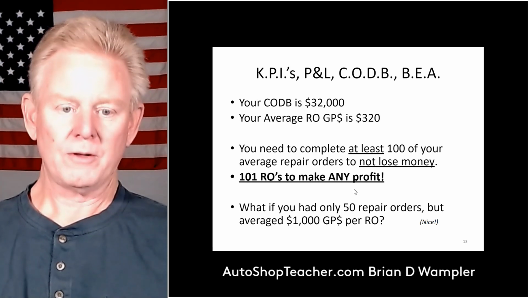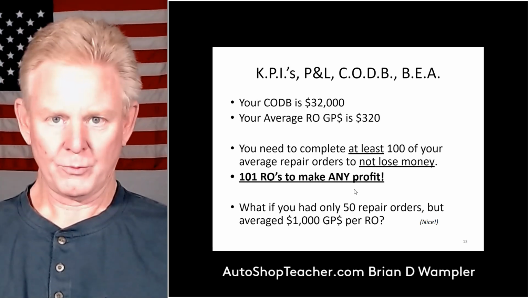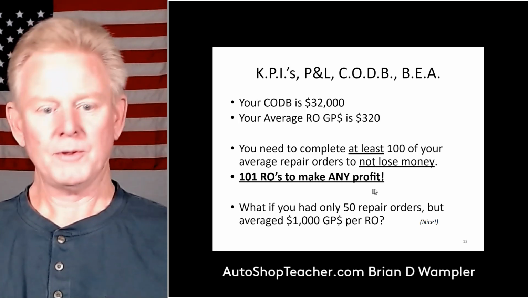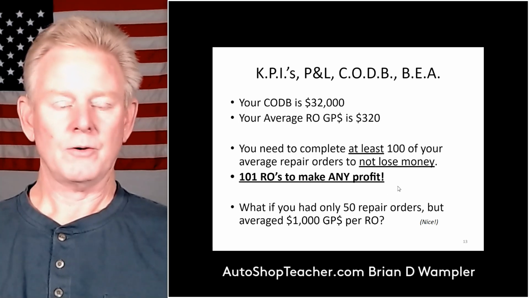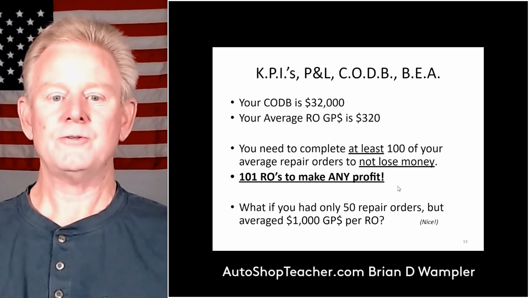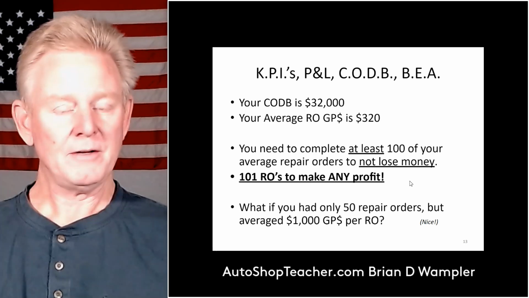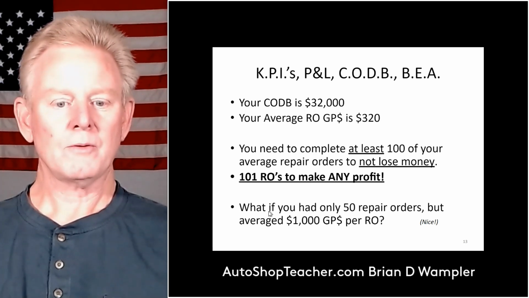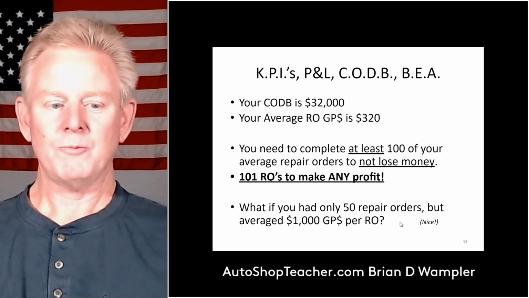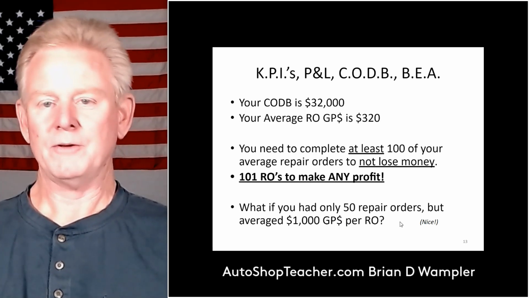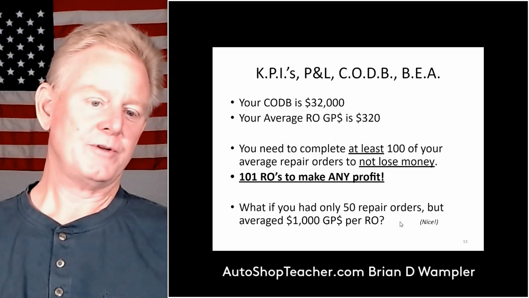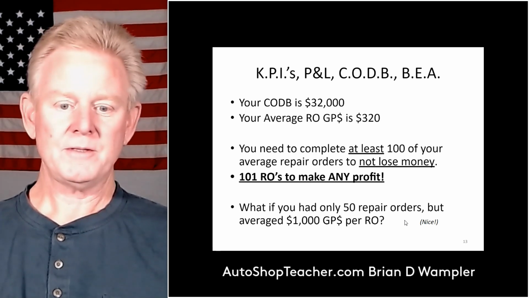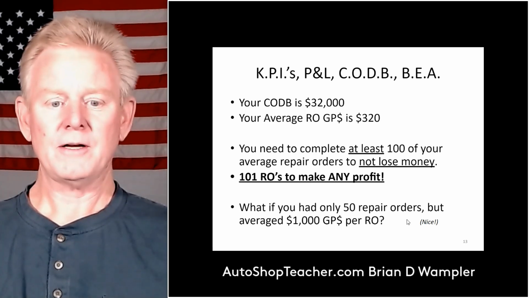That profit is what allows for expansion. That profit is what allows for training. That profit gets new tools, paint on the building, whatever is needed. It goes into a savings account for vacations. Maybe it adds benefits for you and your employees. Profit, okay? So a little joke here at the bottom. What if instead they'd had only 50 repair orders but averaged $1,000 gross profit per repair order? Well, if their expenses didn't change, that'd probably be a really nice month, okay?